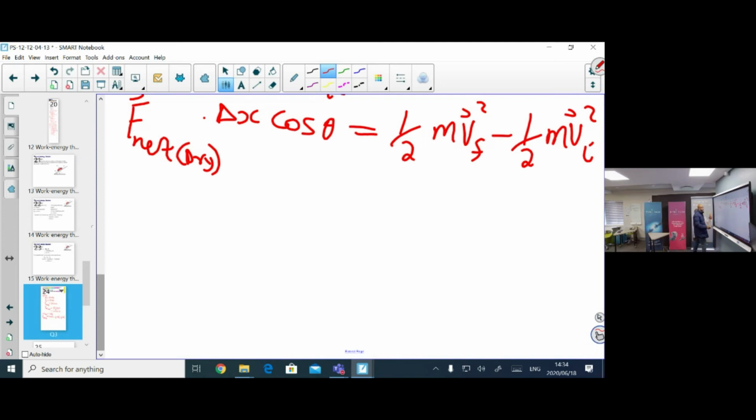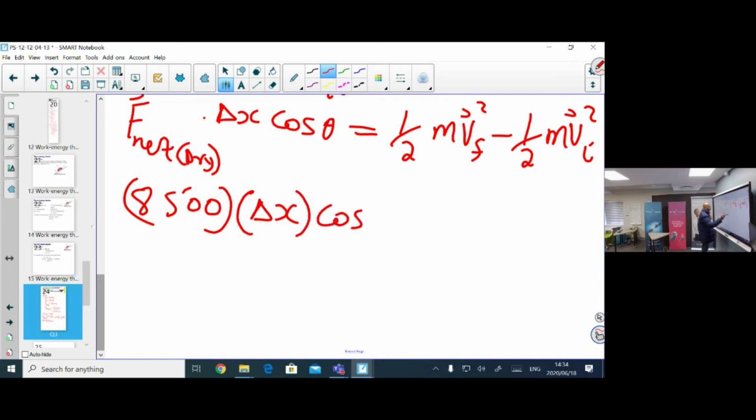Let us substitute the values. F net dry, we have been given this, which is 8,500, multiplied by change in x, which is what we are looking for. The cos there, that is cos 0 degrees, which is equal to 1.